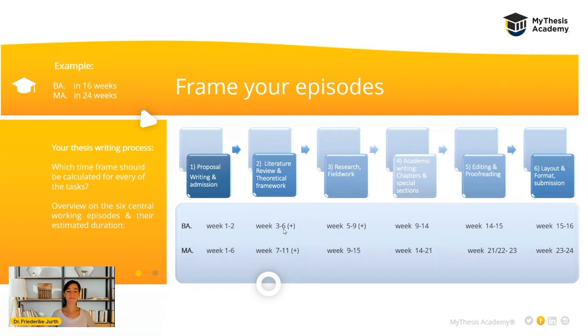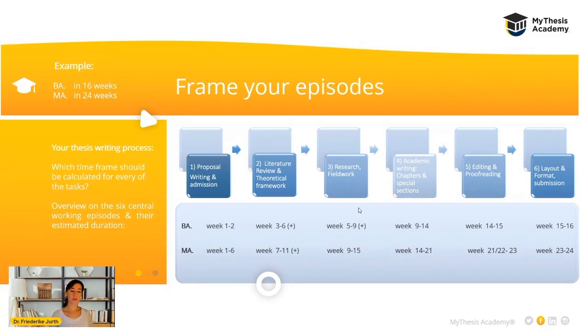But once again, it is important to keep in mind that if you know, for example, that you have some difficulties crafting the theoretical frame, and that you are a slow reader who needs to spend more time on the literature, then you may calculate more time here, and you can also start the research and fieldwork smoothly, maybe a little bit earlier. Well, this is really up to you. But as I said, it is a kind of orientation to give you an idea.